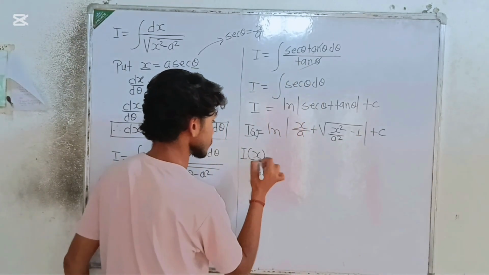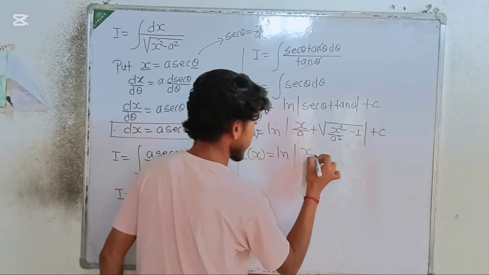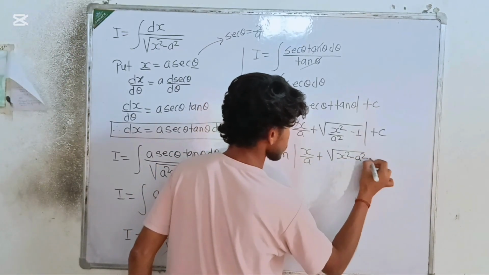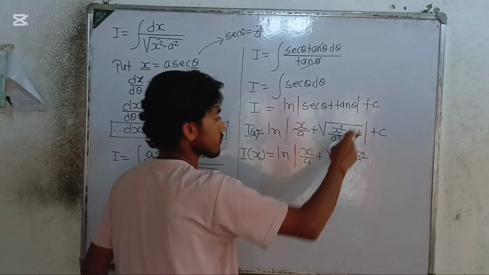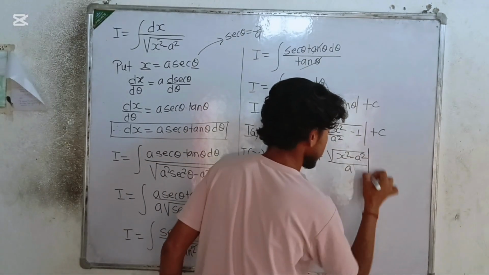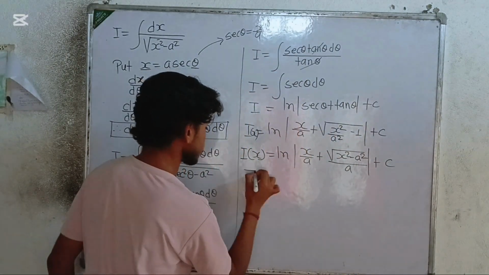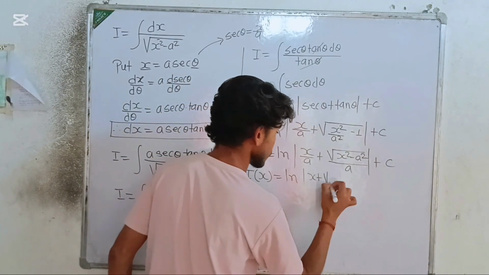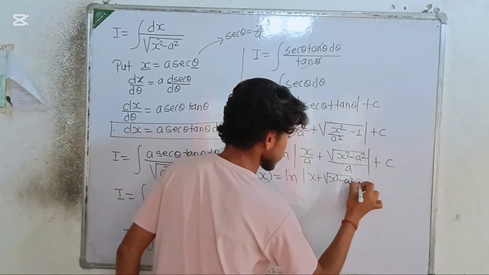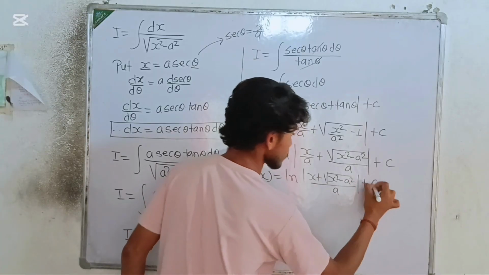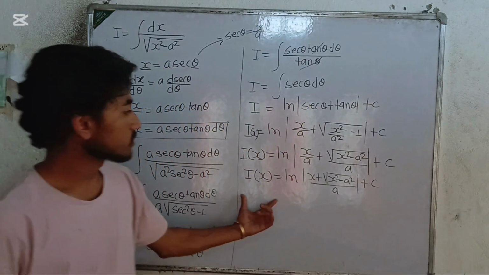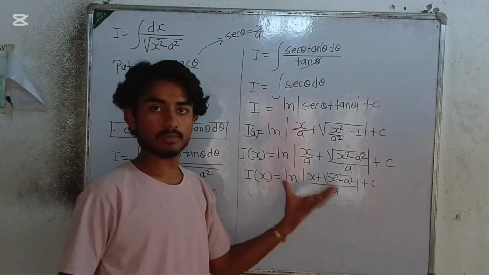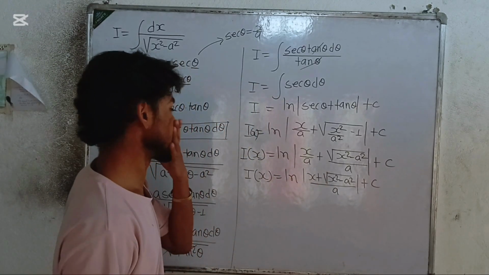So we get I as a function of x is ln of x over a plus the square root of x squared minus a squared, and if you take a squared out of the square root, you get simply a, plus c, right? And this is going to be I is ln of x plus the square root of x squared minus a squared, over a, plus some constant c. So this looks very unfamiliar. It is not the same as the formula in our textbook, so we have to make it in that format.